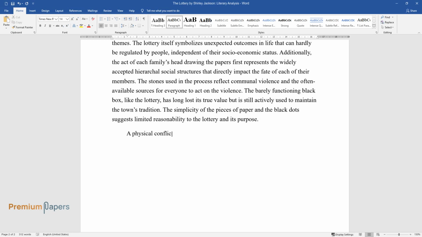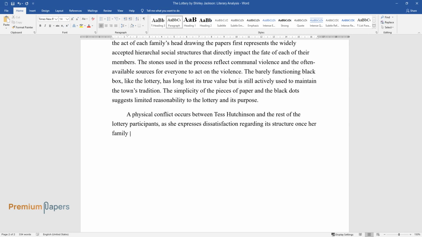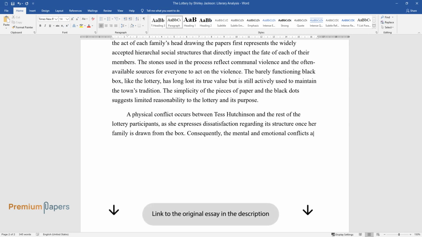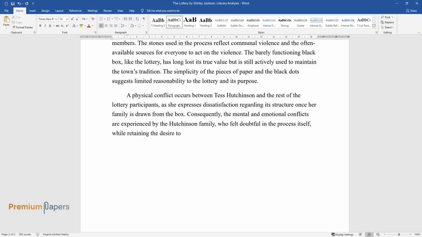A physical conflict occurs between Tess Hutchinson and the rest of the lottery participants, as she expresses dissatisfaction regarding its structure once her family is drawn from the box. Consequently, the mental and emotional conflicts are experienced by the Hutchinson family, who felt doubtful in the process itself, while retaining the desire to participate in the lottery with everyone.